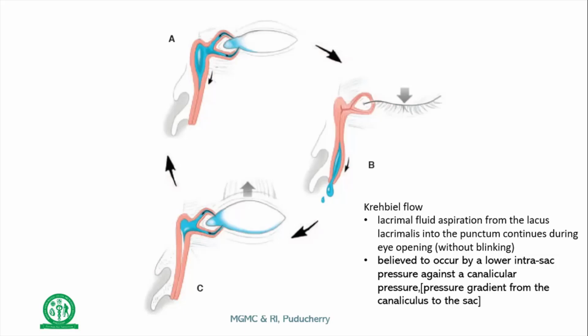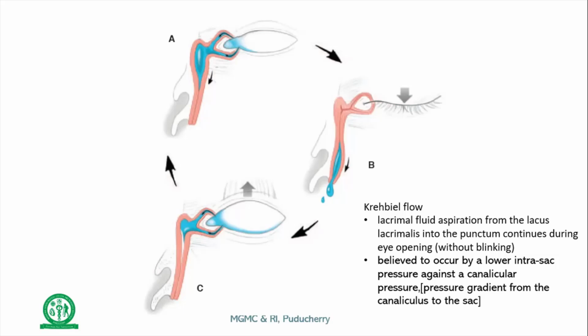Now, when the eye opens and the orbicularis relaxes, the negative pressure created by the emptying of the sac and the opening up of the canaliculi creates a suction pressure as the tear enters into the canalicular system.